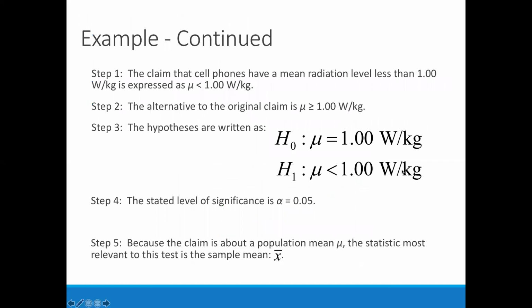Step 1, identify the claim and write it in symbolic form. Mu is less than 1.00 watts per kilogram. Make the alternative to that claim. In other words, what would make that false? Well, greater than or equal to would make that false.